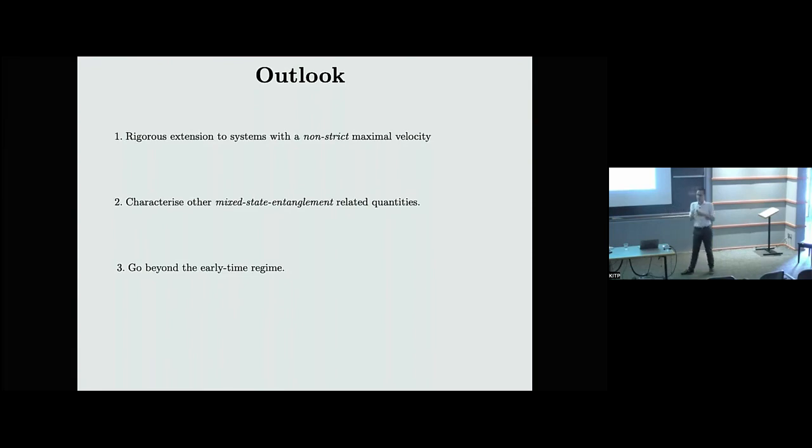So can we understand what happens to this? We just saw that in generic systems, negativity will grow in the early time regime. But what happens later? How to characterize what happens later? And what are the properties of the dynamics that one needs to understand what happens later?